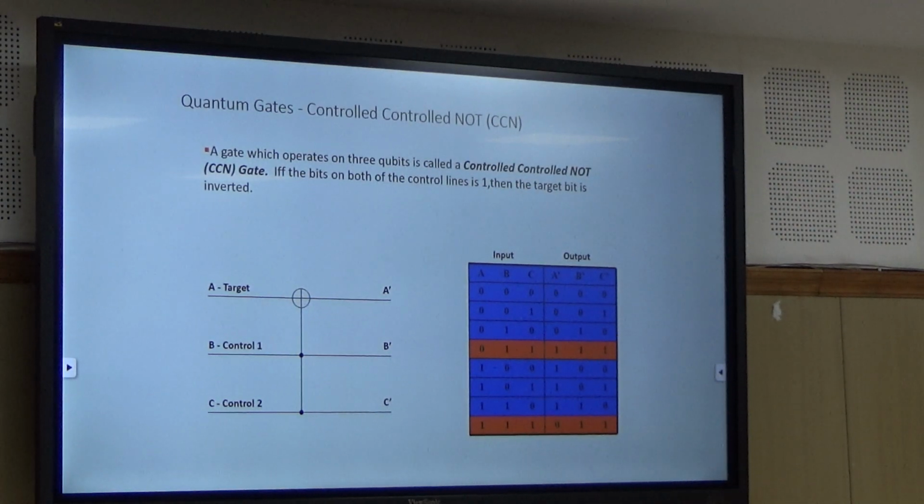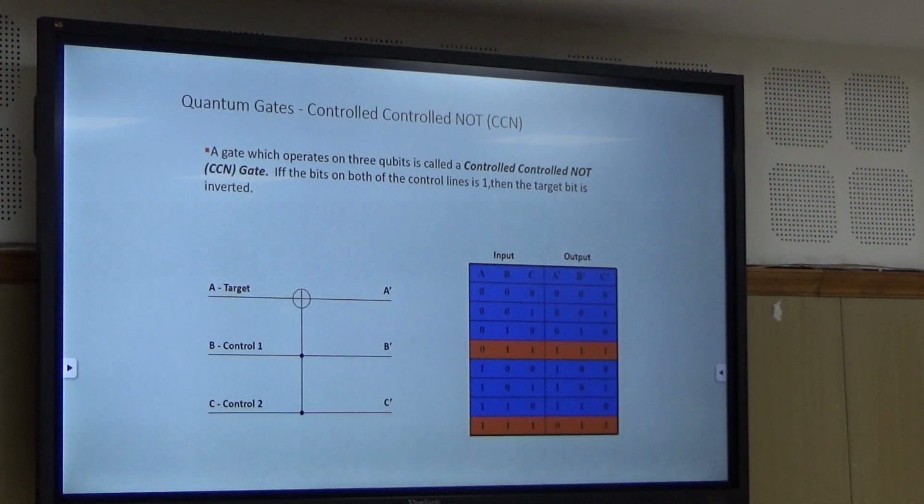Similarly, this is a CC-NOT gate. So this is a controlled-NOT gate. So you have a target and there are two controls, B and C. And then you take a combination using the same rule. Target should be reversed. So you will get the input and then corresponding output you can see in the form of A prime, B prime and C prime.